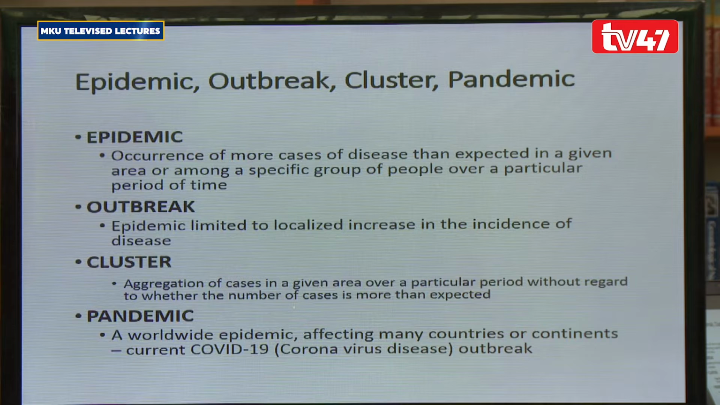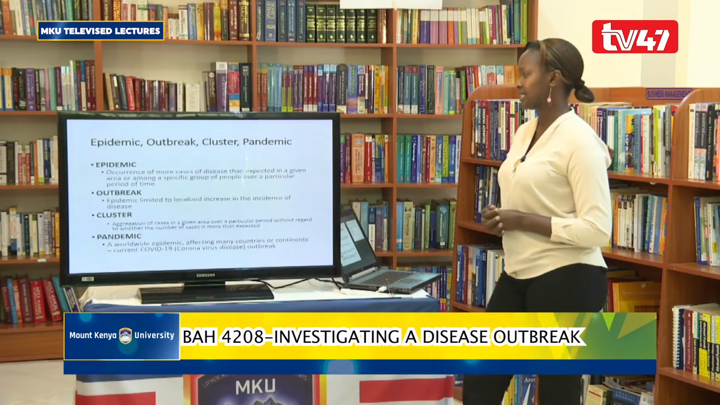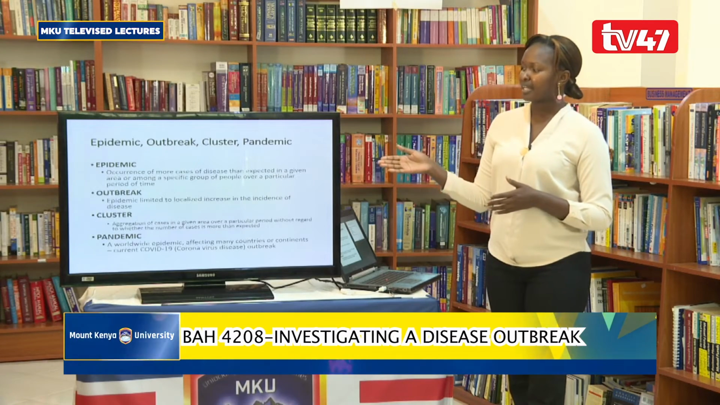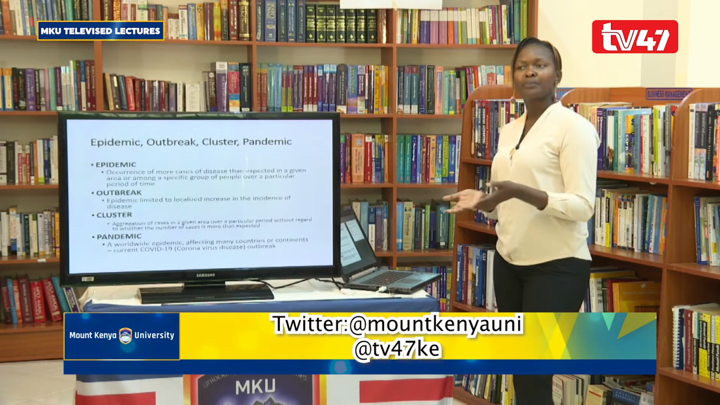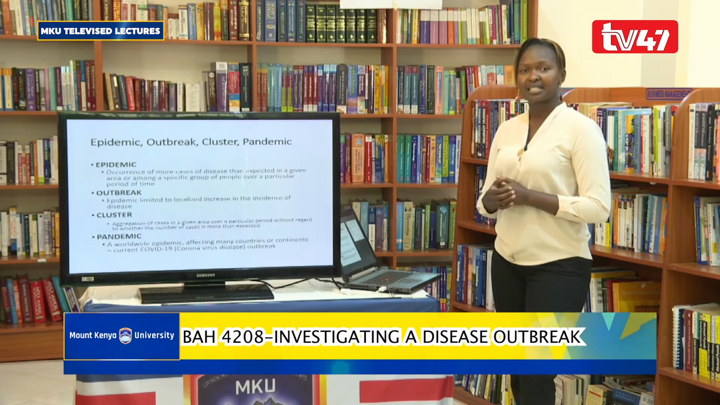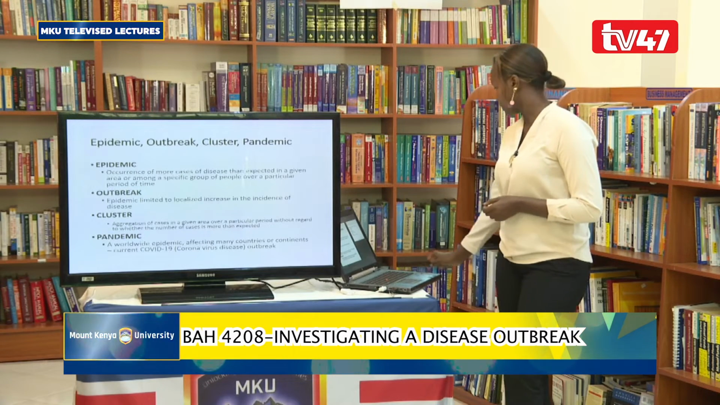And the incidence of the disease is new cases. As opposed to epidemic, for outbreak we focus on the incidence of disease. A cluster is an aggregation of cases in a given area, while a pandemic is a worldwide epidemic. For example, we are dealing with one, COVID-19 or coronavirus disease. Unlike the others, a pandemic covers many countries or even continents. Currently, the coronavirus disease is in almost every country in the world.